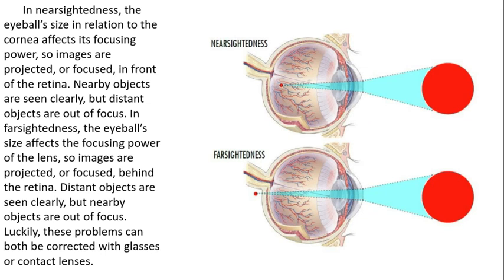In farsightedness, the eyeball's size affects the focus power of the lens, so images are projected or focused behind the retina. Distant objects are seen clearly, but nearby objects are out of focus. Luckily, these problems can both be corrected with glasses or contact lenses. That's why Miss Hill wears glasses.